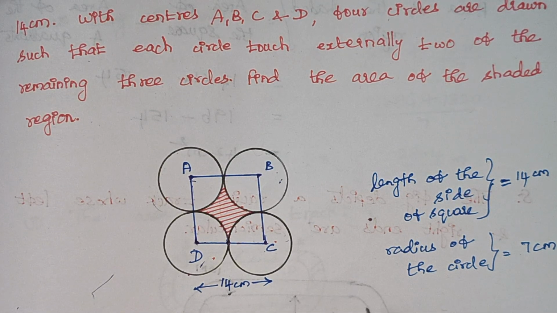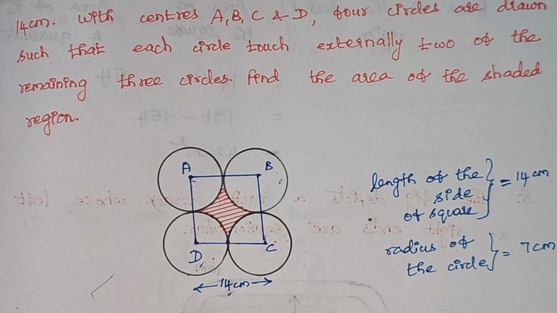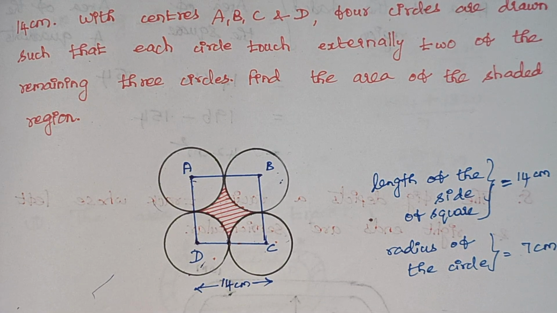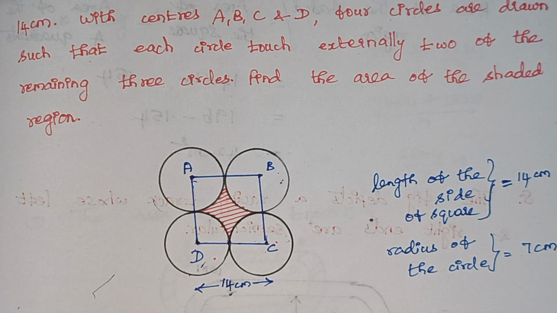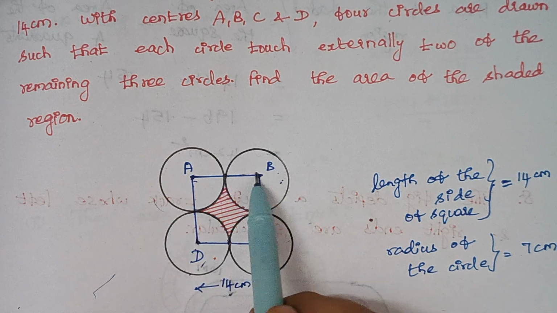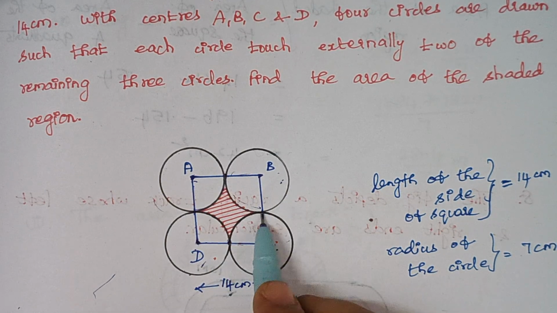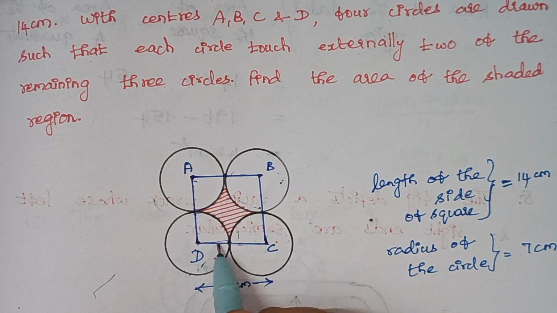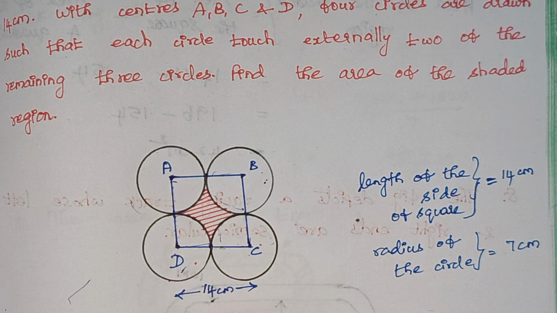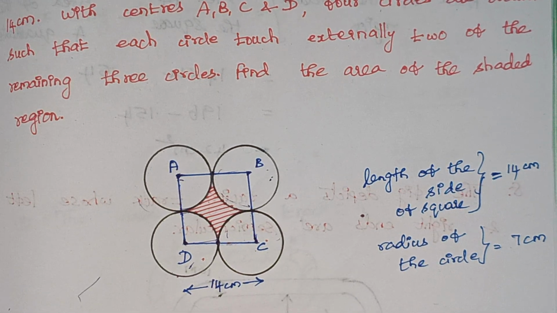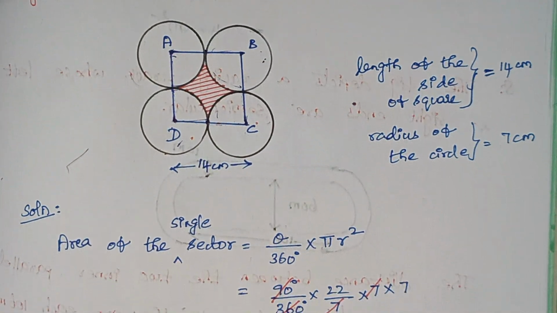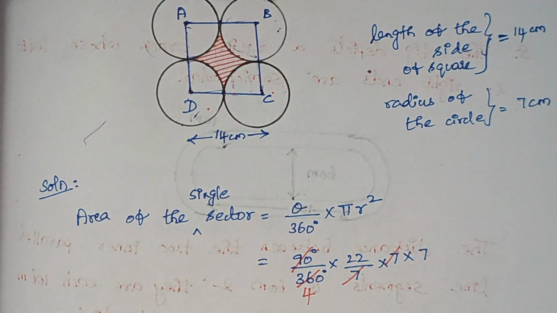So 14 by 2 gives the radius value, which is 7. Once we know the radius of the circle, we can easily find the sector value. So how to calculate the sector? First, where are the sectors present? This is one sector, this is one sector, this is one sector, and this is one sector. Totally we have 4 sectors. First I am finding the area of a single sector. So the formula is theta by 360 into pi r square.